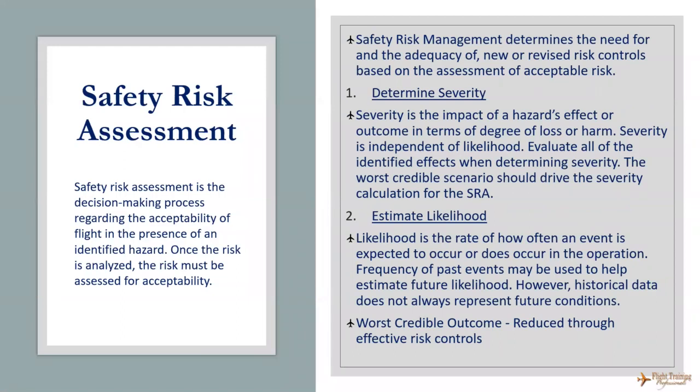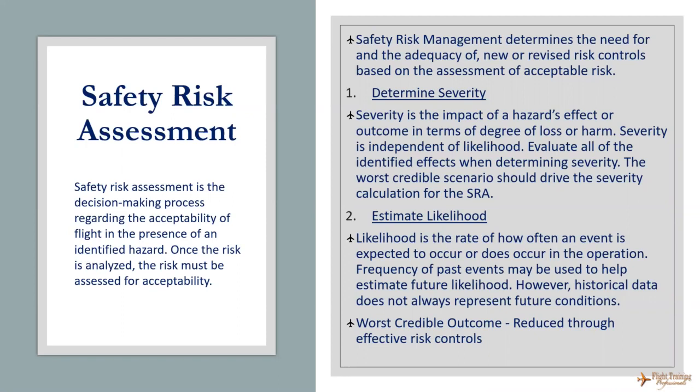So with safety risk assessment, it is the decision-making process regarding the acceptability of a flight in the presence of identified hazards. Once it's analyzed, we have to determine whether we accept it or not. We have to determine, is it a go or a no-go situation? But also, if it's a no-go situation or we have a higher risk level, what can we do in order to drive down that number into one that's more acceptable for us to go fly?